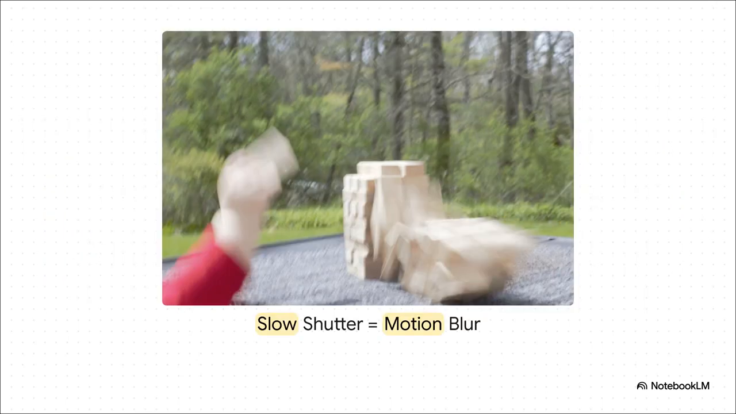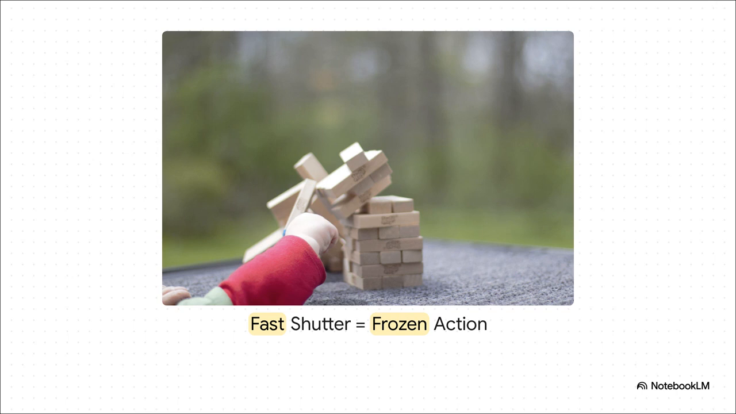Let's bring it back to our Jenga blocks. See this? With a slow shutter, the moving hand is just a ghosty blur. It's not about capturing an instant, it's about showing the path of the movement itself. You're capturing time passing. And now, watch this. We crank that shutter speed way up and bam! Same action, but it's frozen solid. Every detail is sharp. It's like you have a superpower. You can literally stop time with the click of a button.